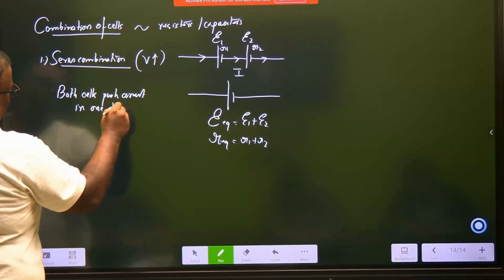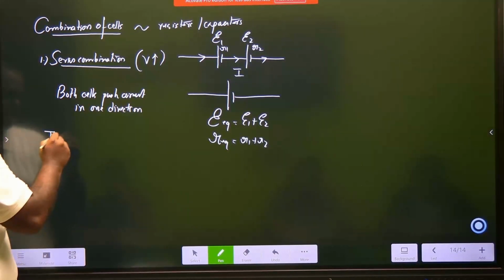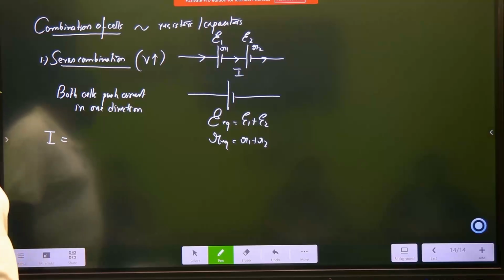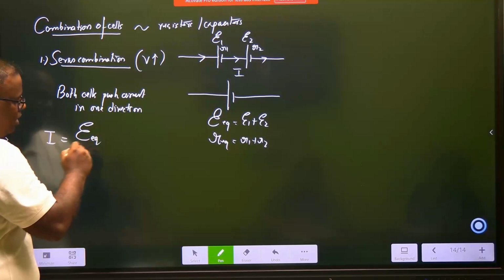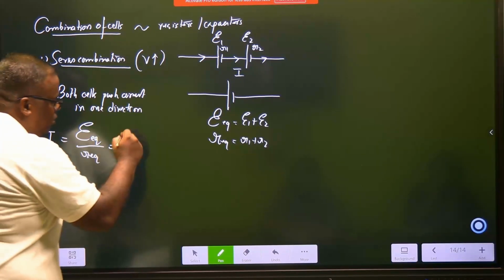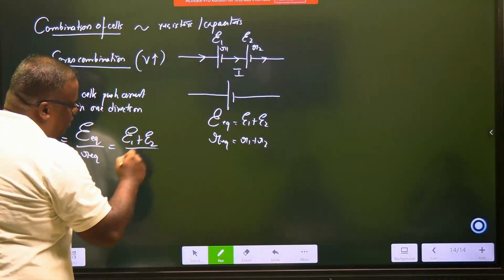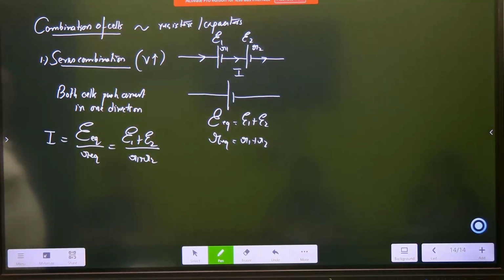But tell me children one thing. If I see the current that I can obtain, the maximum current will be E equivalent divided by R equivalent. Do you get it or not? From this combination, that means it will be E1 plus E2 divided by R1 plus R2. Correct? But the day I introduce a circuit with it, another R will come up, the circuit's R will also come up. That means the current that I will be able to draw from it is less.